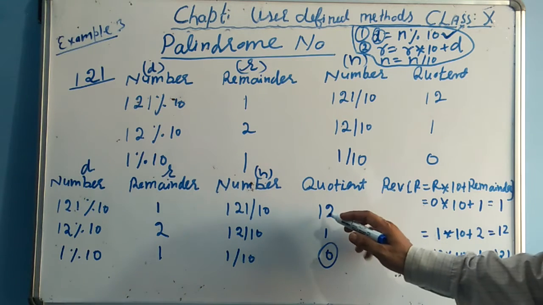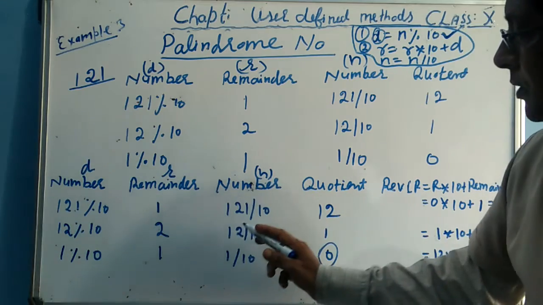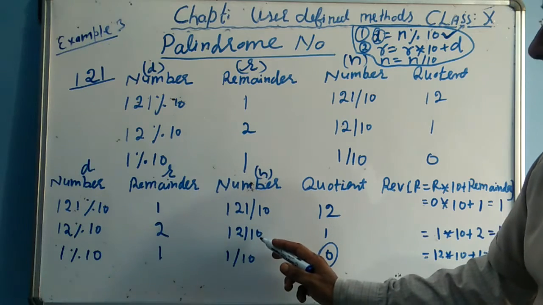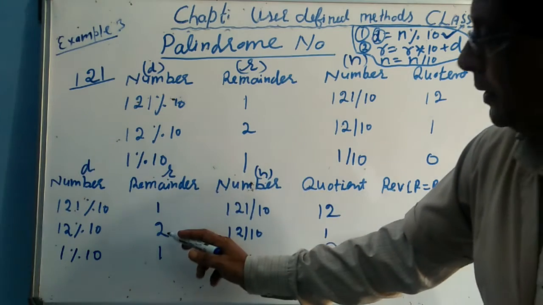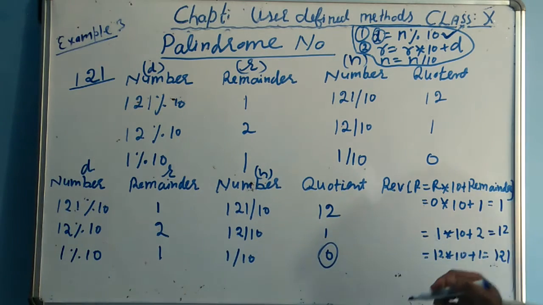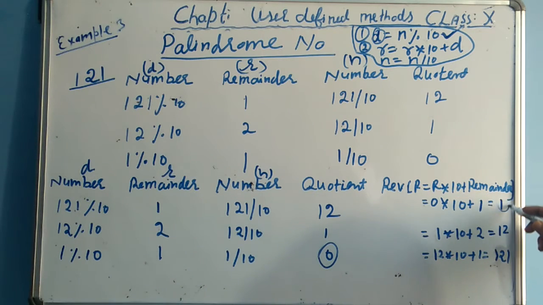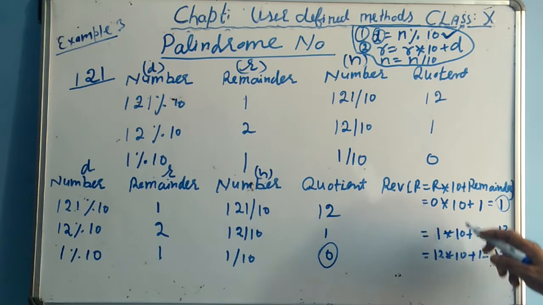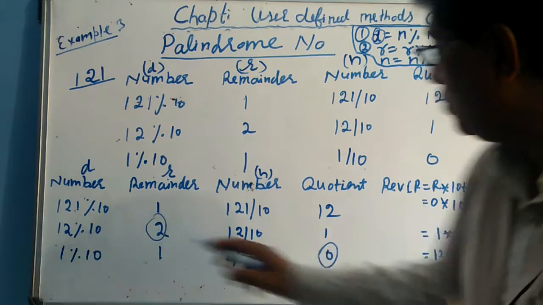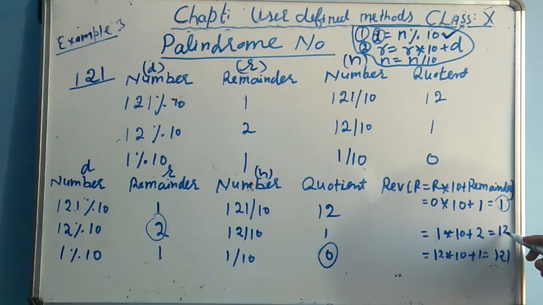Now quotient is 12. Now 12 modulo 10, it means 12 upon 10. When you divide, the remainder will be 2 and quotient will be 1. So what will be the reverse value of this number? Reverse is now the value 1. So 1 multiplied by 10 plus 2, the remainder 2. So 10 multiplied by 1 is 10, and plus 2 is 12.